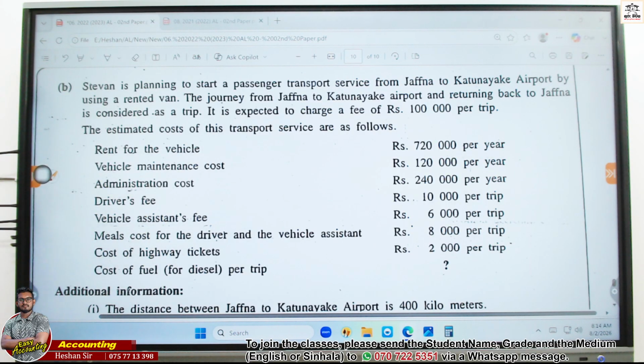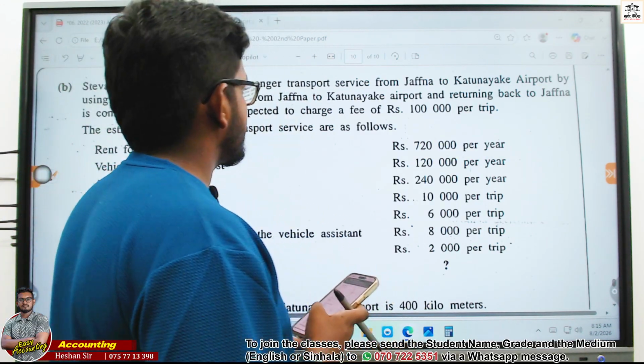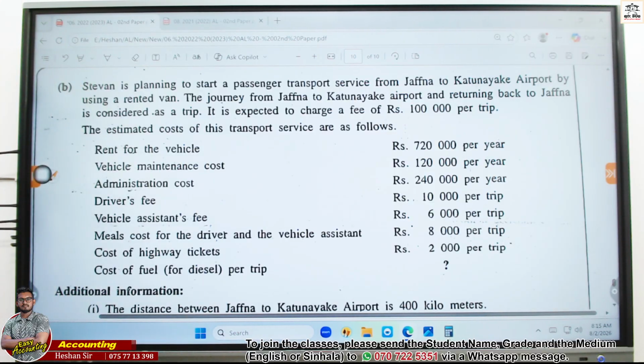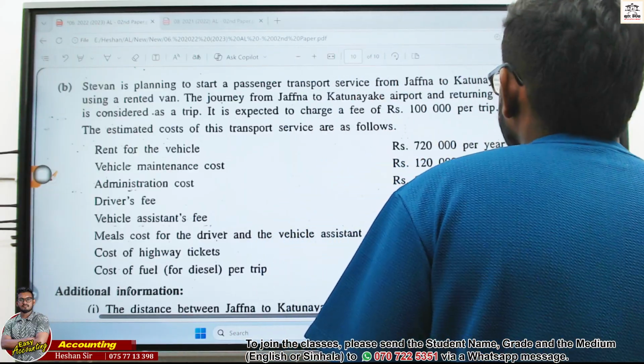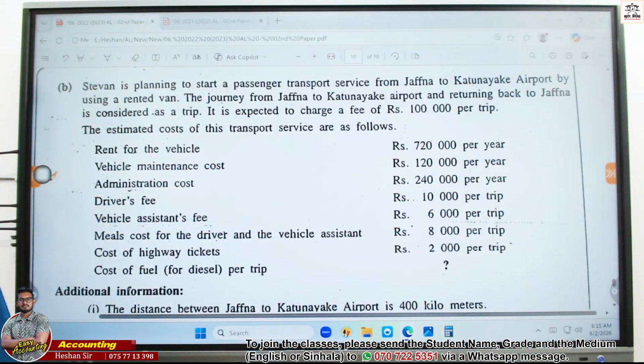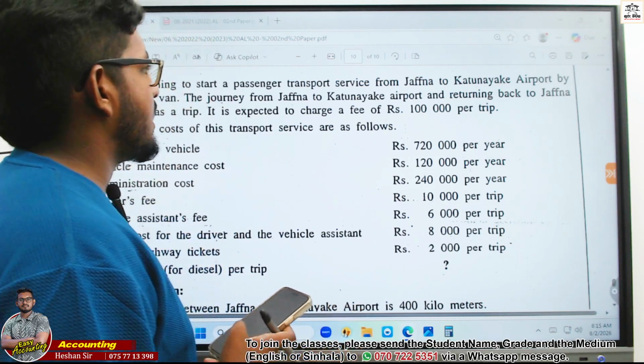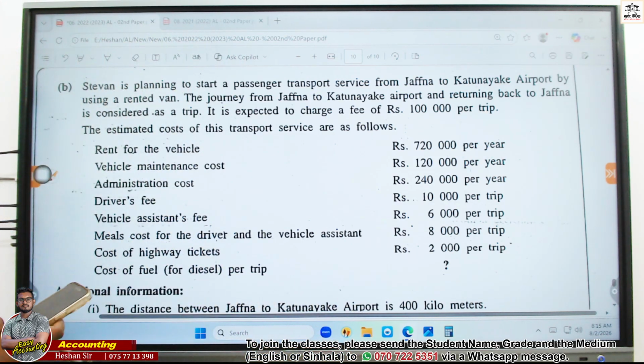6B. Steven is planning to start a passenger transport service from Jaffna to Katunayake Airport by using rented van. The journey from Jaffna to Katunayake Airport and returning back to Jaffna is considered as a trip. It means Jaffna to Katunayake Airport and returning back to Jaffna. Not only pick up, it's both, right? So pick up and drop. It is expected to charge a fee of 100,000 per trip.